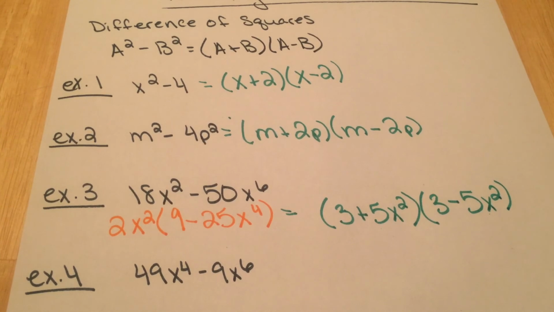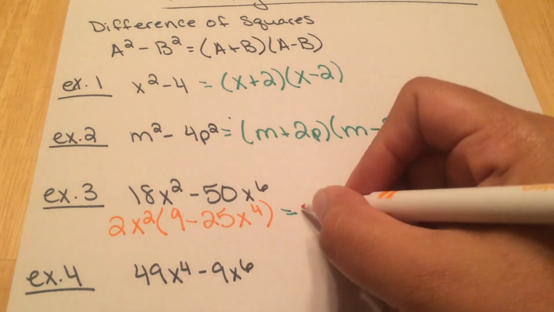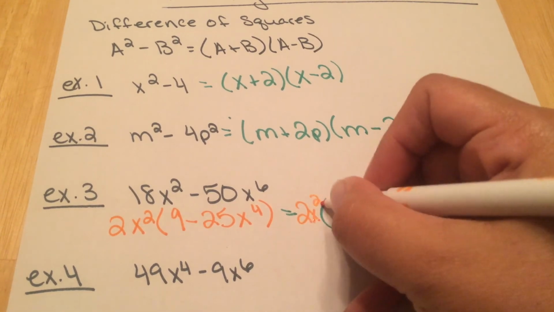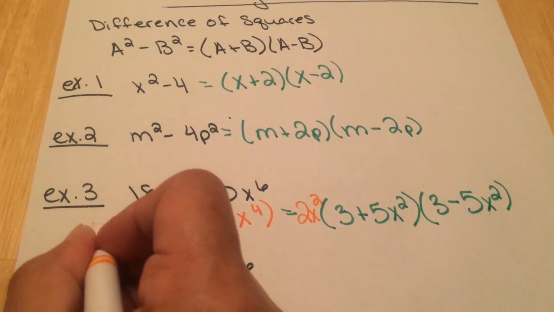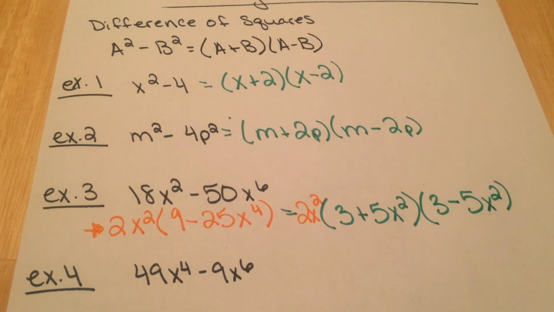But I know what you're thinking. You forgot your 2x squared because you didn't have your big arrow. Well, I didn't forget it, but I'll put the big arrow after the fact anyway. So this is actually going to be our answer, this whole thing here.